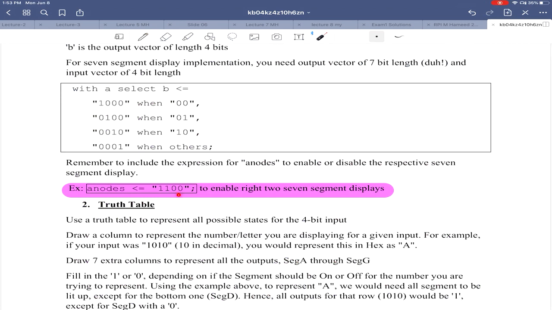So 1100 means, you see this, the right two are 0, which means the same thing will be displayed on the two rightmost 7-segment displays. So if you just want it to display on the rightmost one, then you use 1110. That way only the rightmost 7-segment display will be getting the information.